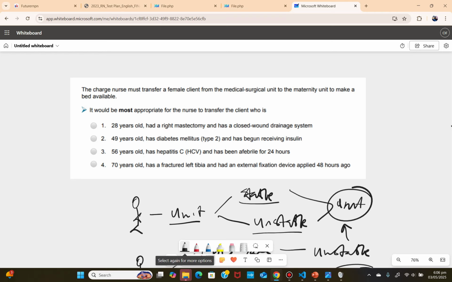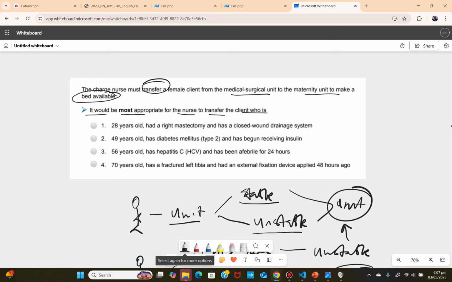That's the reason why the NCLEX is asking, it will be most appropriate for the nurse to transfer the client who is... because the NCLEX wants you to know that we are transferring from one unit to another, and this is the reason. So the principle of bed available is that we are transferring a stable client. So NCLEX believes you know that. So now we are trying to look for a stable client.